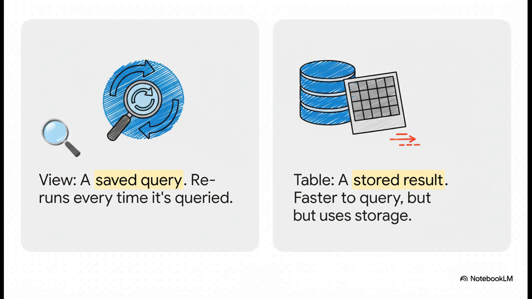A view is great because it's always fresh, it reruns the query every single time. But it can be slow if the logic is really complex. A table, on the other hand, stores the results, so it's way faster for people to query, but it takes up storage space. The amazing thing about DBT is you can switch between these with just one line of code, which lets you easily tune the performance of your project.